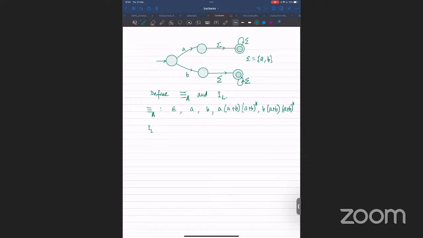What about IL, the indistinguishability relation? This is indistinguishability with respect to L. X and Y are indistinguishable if for all Z, XZ belongs to L if and only if YZ belongs to L. Okay, so epsilon, then you have A plus B. A and B should be in the same class, right? Are they in the same class or not? A, is it true?